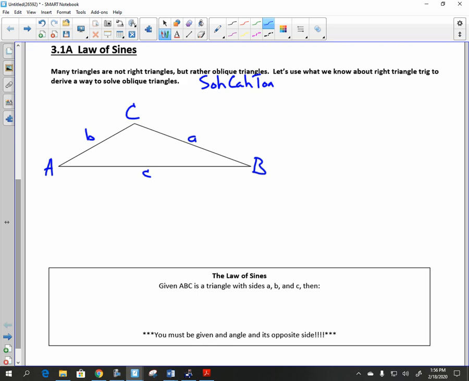Now, as we said before, this whole thing called SOHCAHTOA and this thing called the Pythagorean theorem, we like them, but we can't really use them so much anymore. We can't because we don't have a right triangle. So we're going to come up with a new formula, and we're going to prove or derive how we come up with that formula.